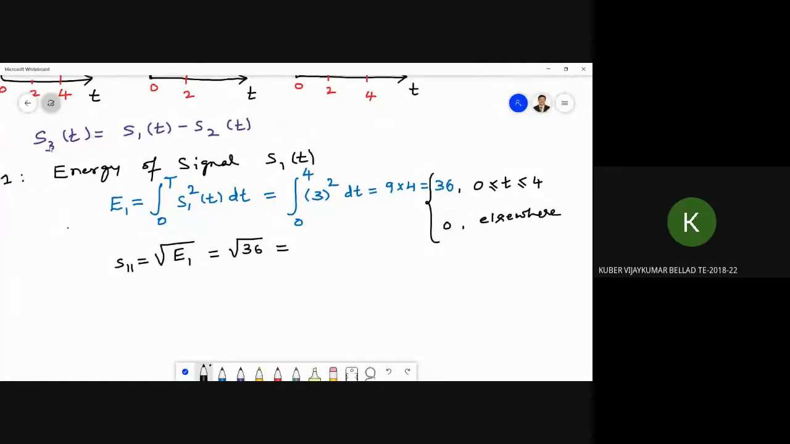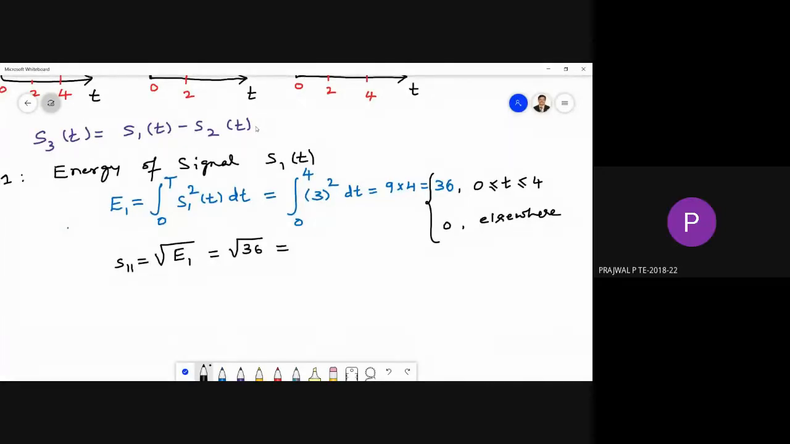S3 of t is equal to S1 of t minus S2 of t, sir. What, can we assume anything? No, sir. It is not an assumption. It is a fact. What you are supposed to write. See, assumption is different, right? It is a fact, right? Yes, sir. It is a fact. It is not an assumption.